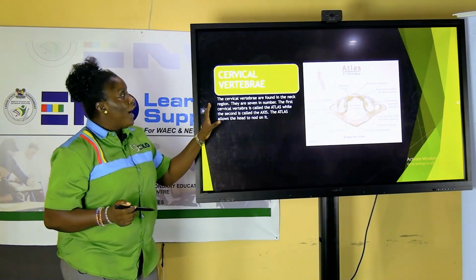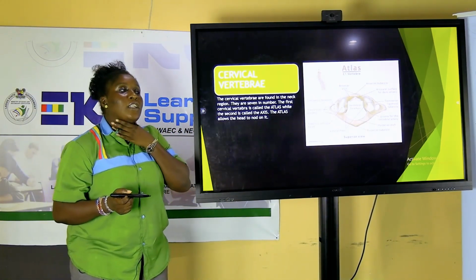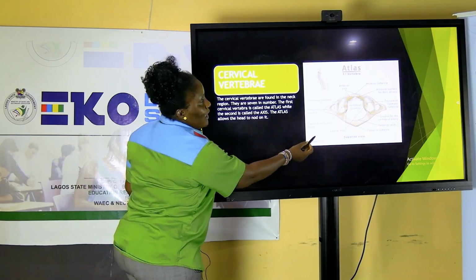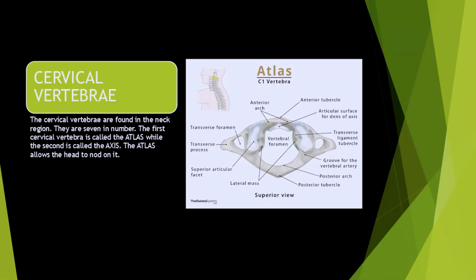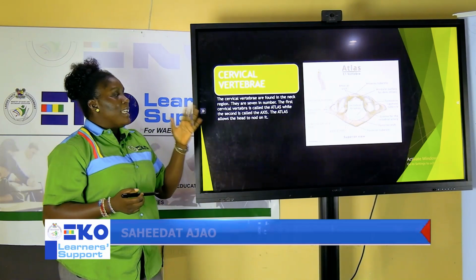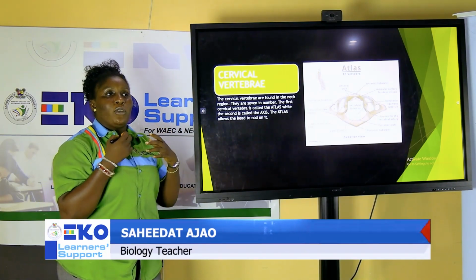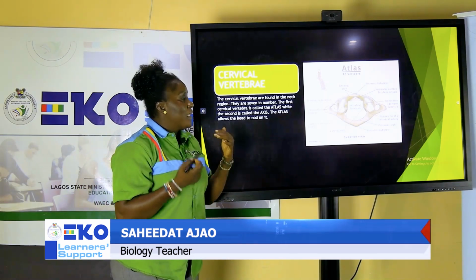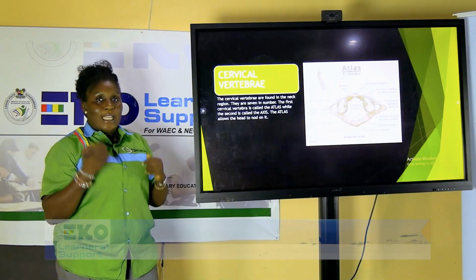So, cervical vertebrae, which are found in the neck region, are 7 in number. The first cervical vertebra is called the atlas, while the second is called the axis. This is a picture of the atlas, which is found in the neck region. The function of this atlas is that it allows the head to nod. It permits the head to nod on it.